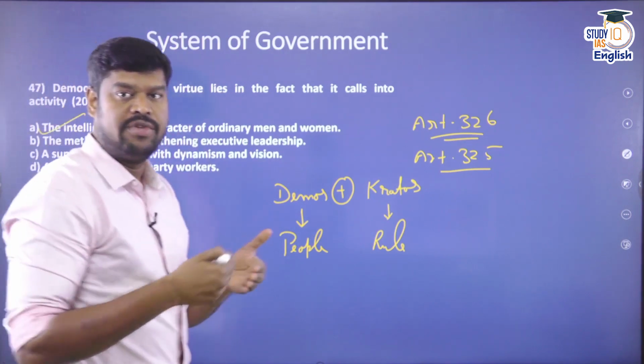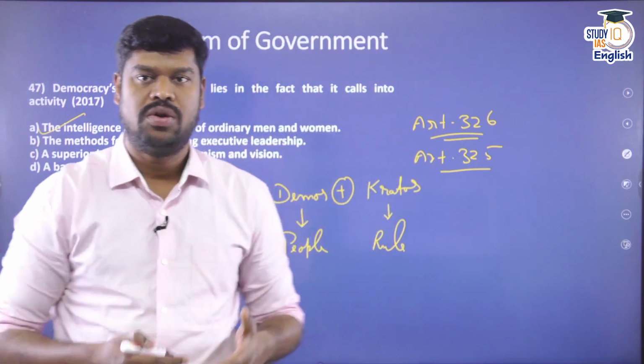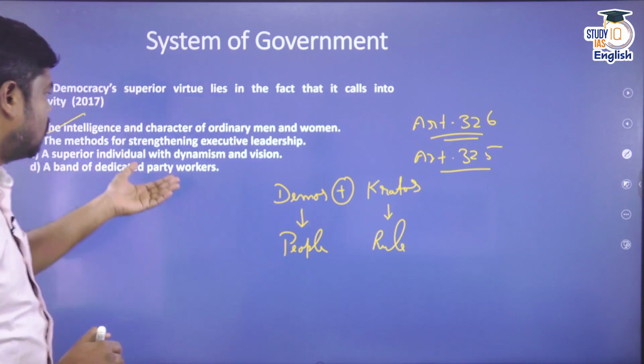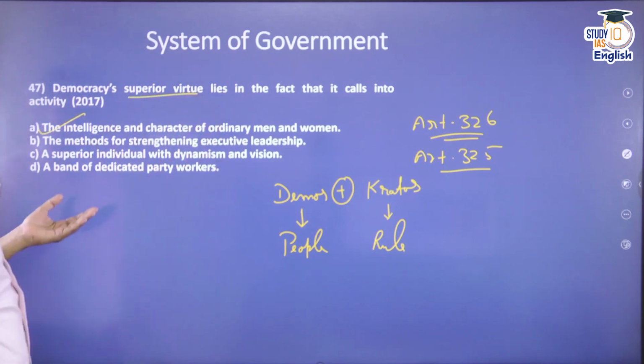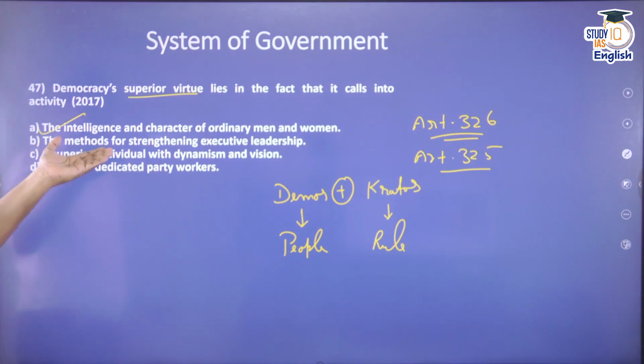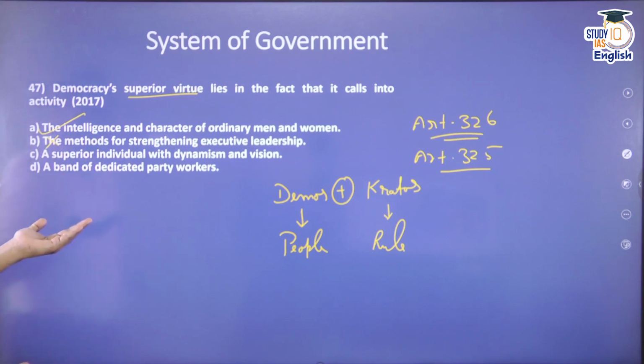Any man or woman with 18 years of age shall have the right to vote. That is what the Constitution says. So that is the most important concept of democracy, the most important virtue of democracy. Come to option number B, the method for strengthening the executive leadership. So this is not relevant to what has been asked.